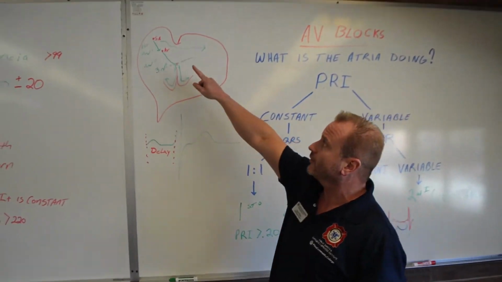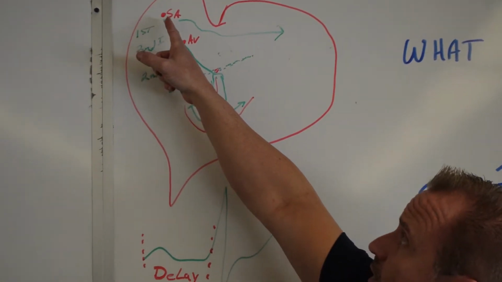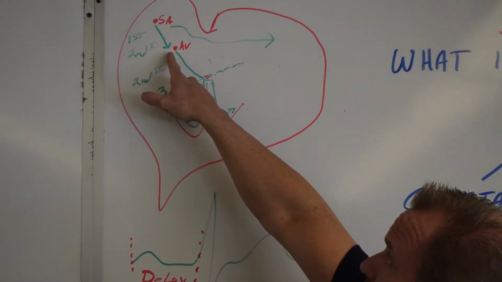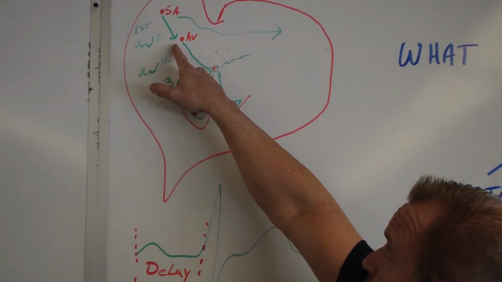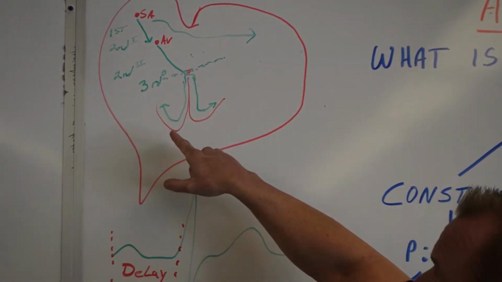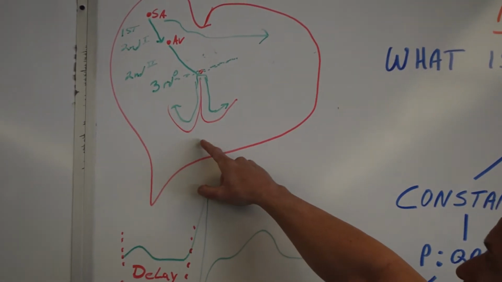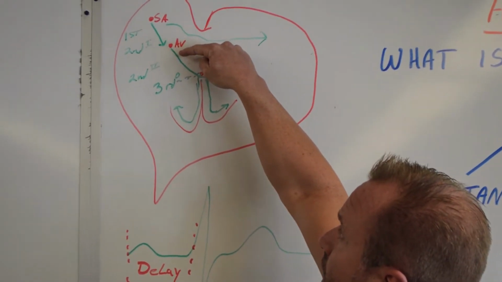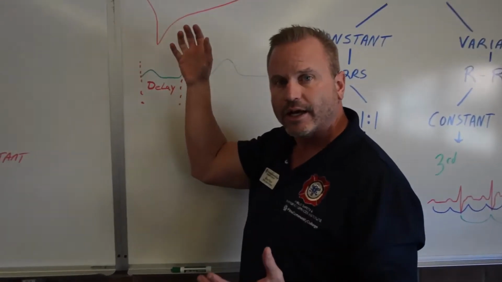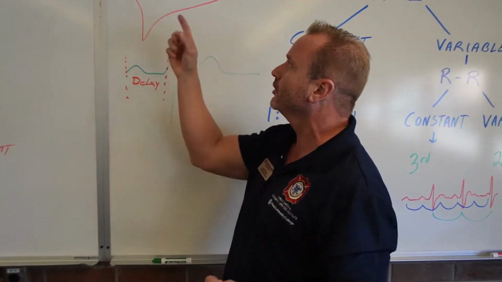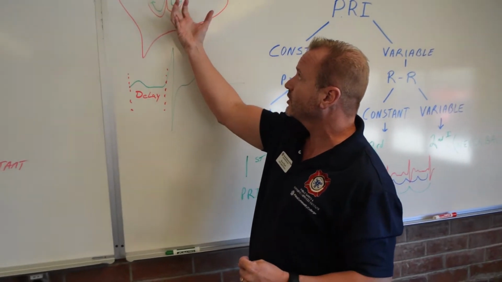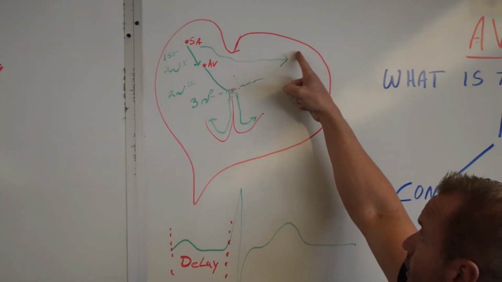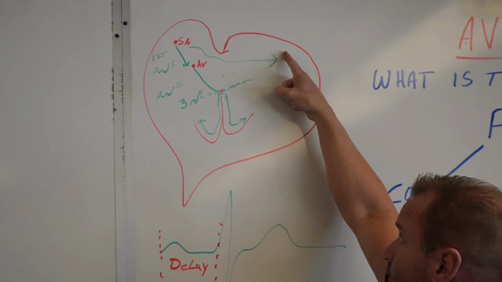So starting over here, just a recap: we have our SA node, our primary pacemaker of the heart, at 60 to 100 beats a minute. Then it's followed by our AV node, 40 to 60 times a minute, and then eventually our ventricular response, which is about 20 to 40 times a minute. In the normal pathway, the SA node fires electricity down to the AV node. The AV node says, I like that electrical current, I'm going to send it on through the ventricles, and we'll get depolarization. Remember, the SA node also fires electricity over to the left atrium as well.